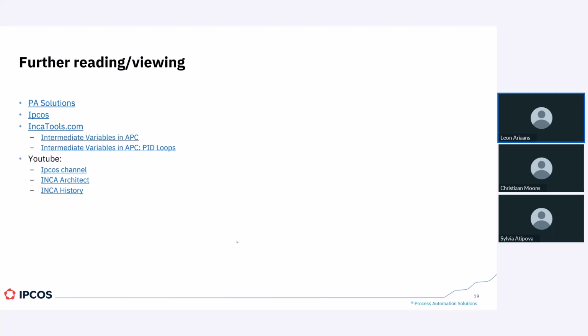Now, before I move to the demo, I've collected a couple of links here for further reading. If intermediate variables were explained a bit too quickly, there are two blogs on it on the INCA Tools site. I'm going to show INCA Architect very briefly, but I did a full-blown webinar on it. There's a YouTube link to it. You can't tell from what I'm showing you now, but the full links will be in the handouts that we provide after the webinar. Okay, so let's move to the demo.